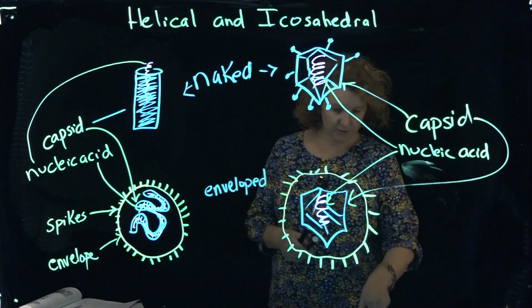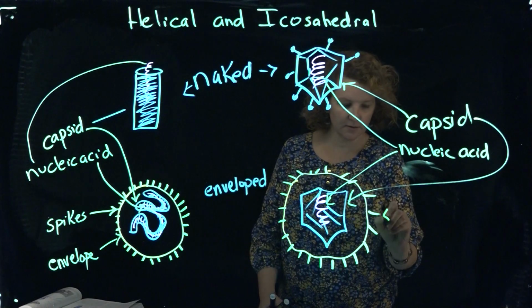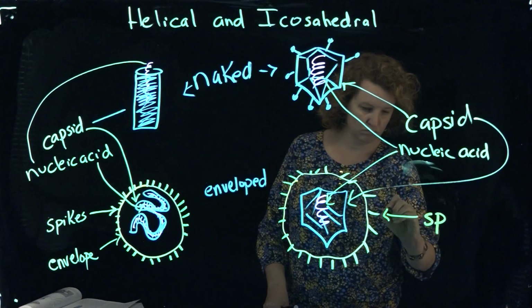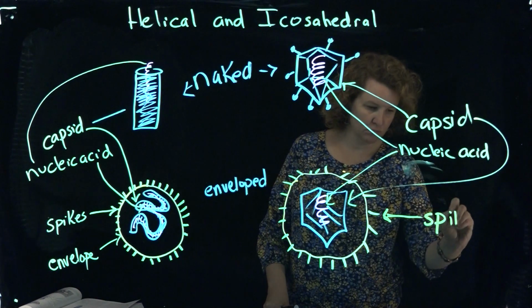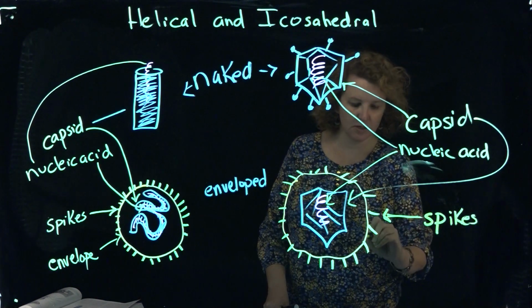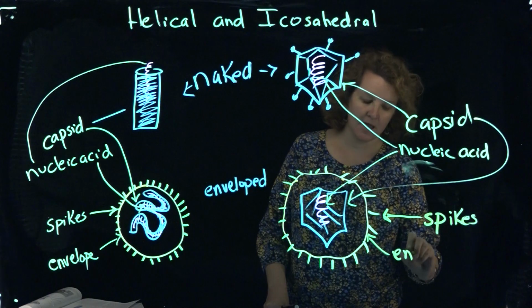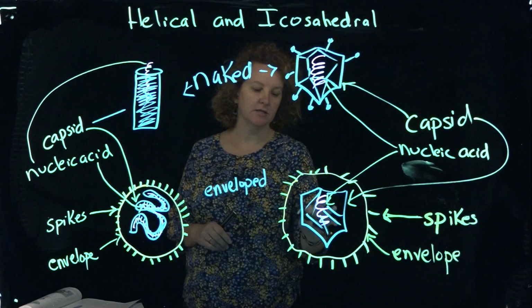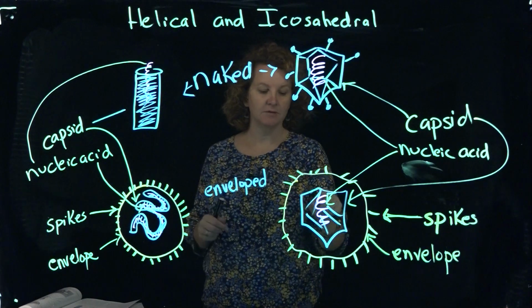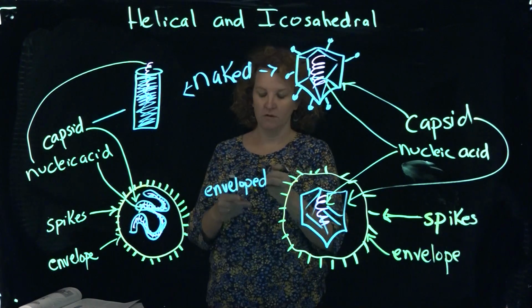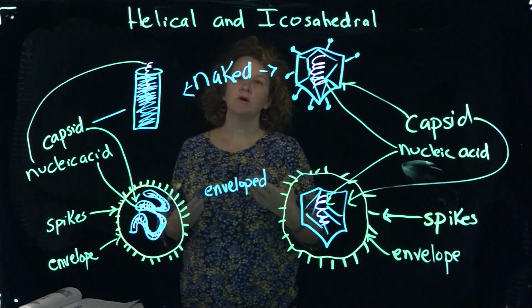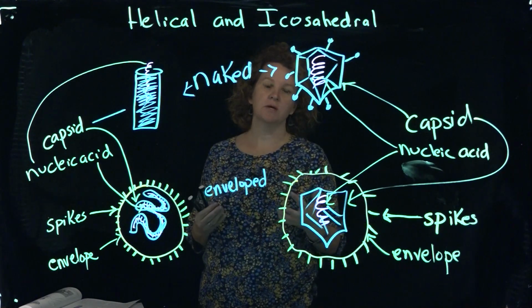Okay, so again, I'll just quickly label the spikes. Those are those projections for attachment, and again, the envelope. And the same thing, so the release is going to be the same. So as this virus again leaves, the capsid will pass through, pinching off the envelope with the spikes that are projecting.